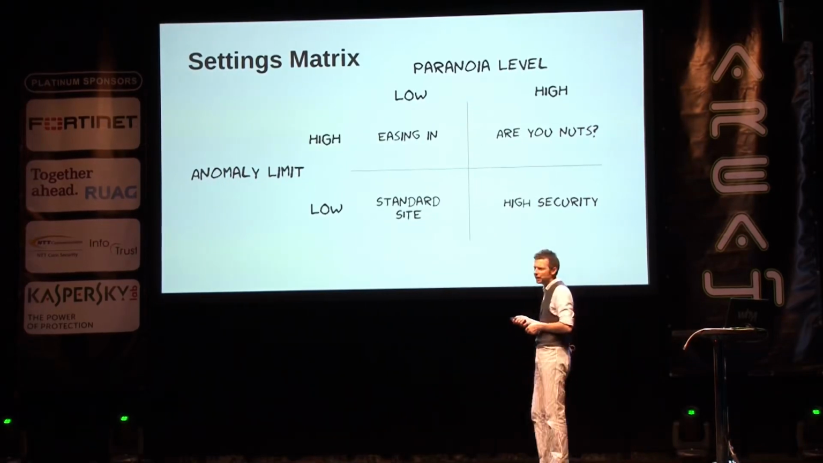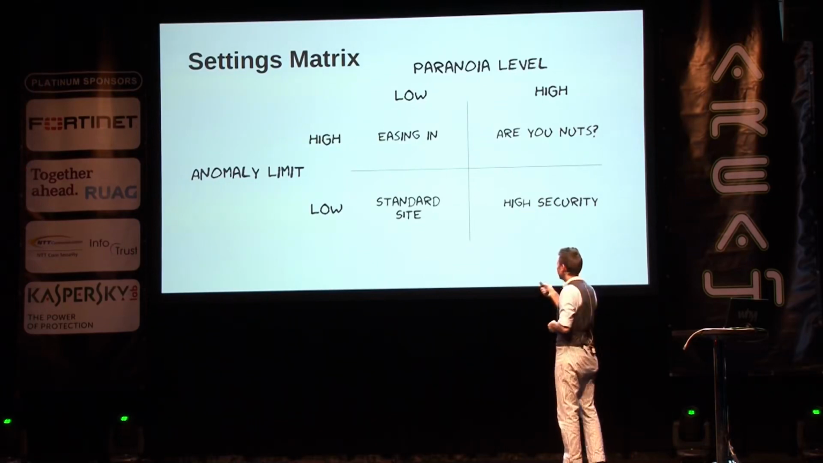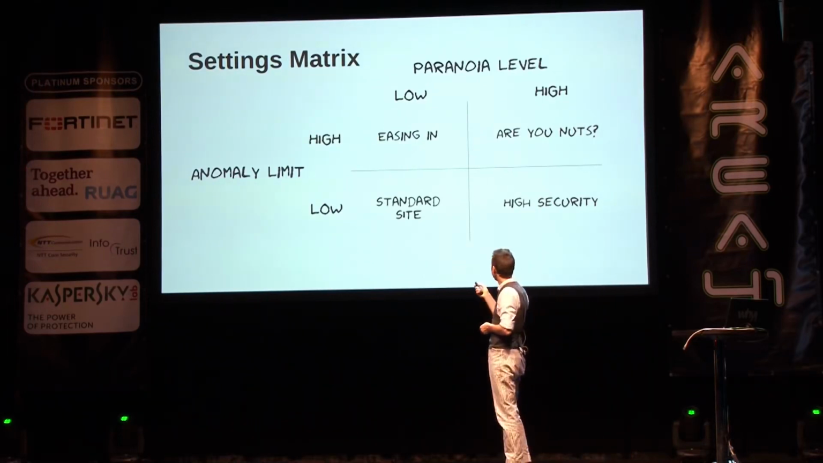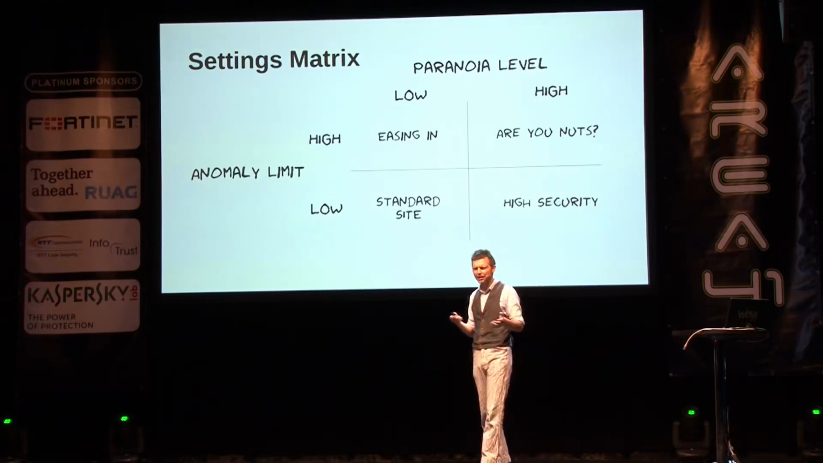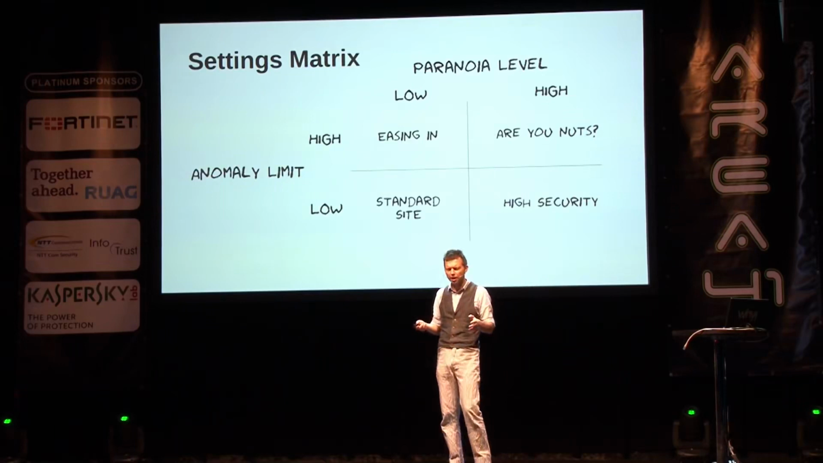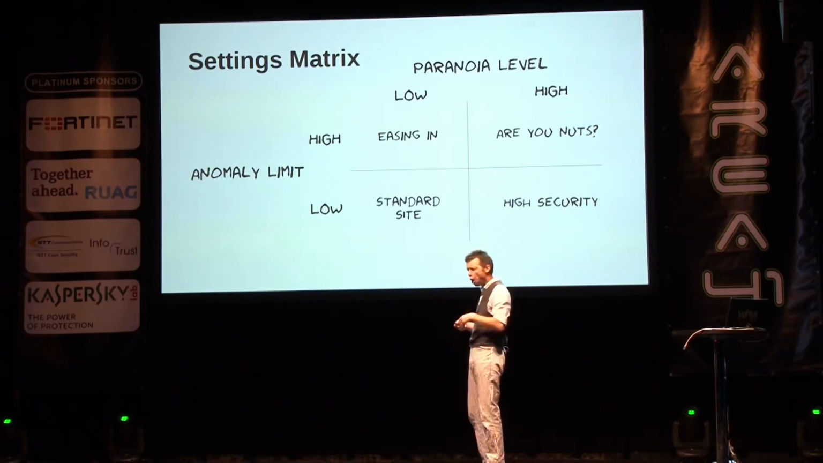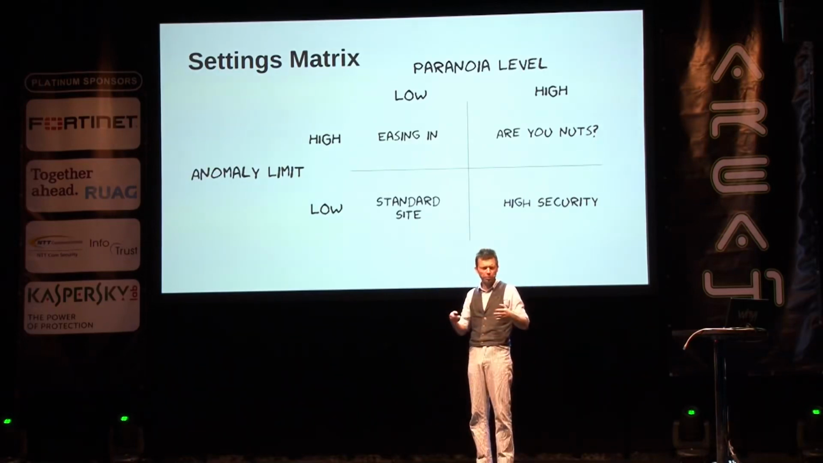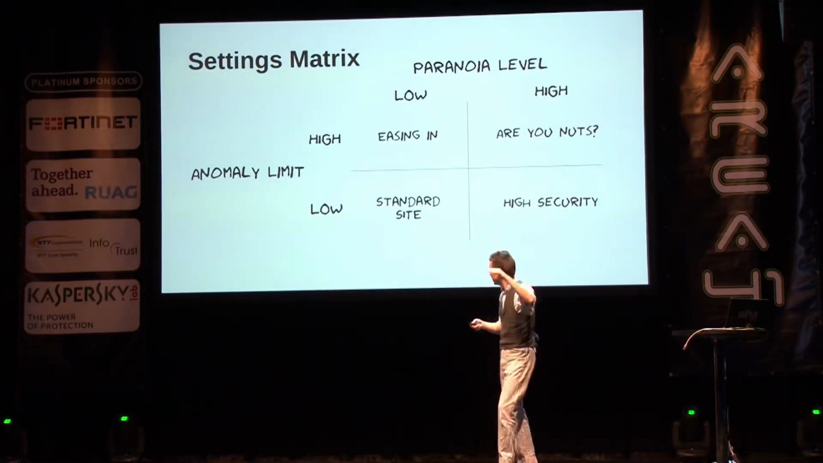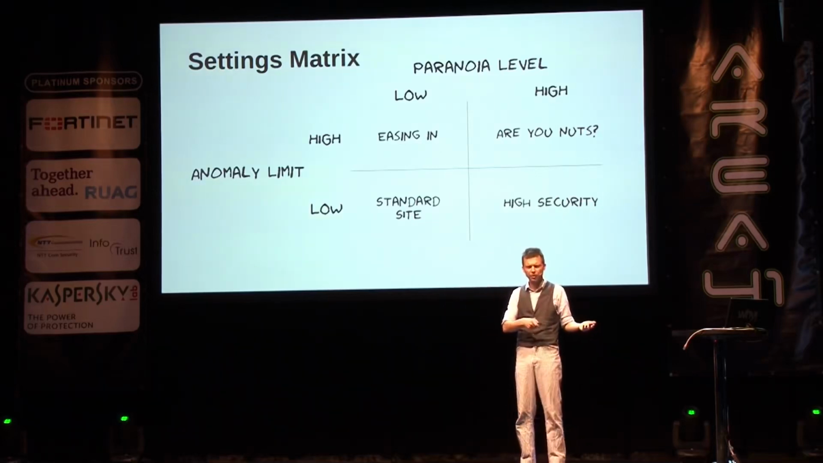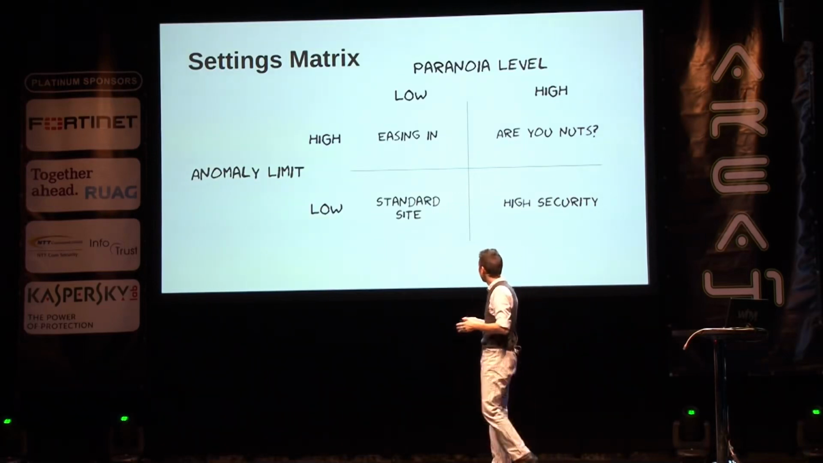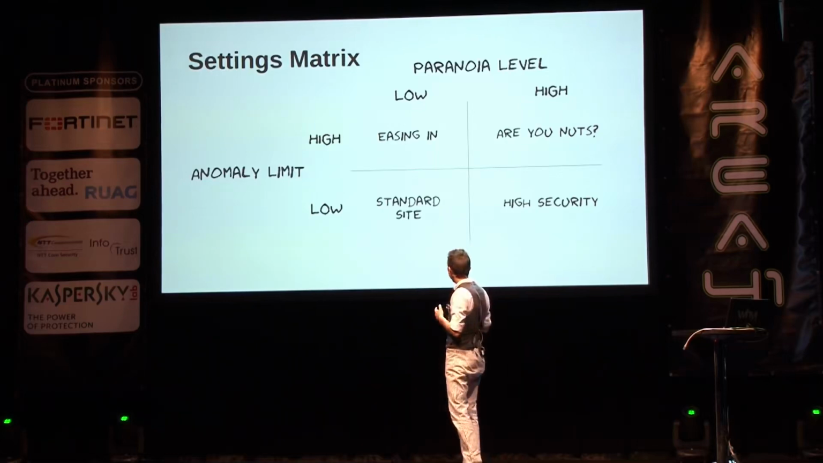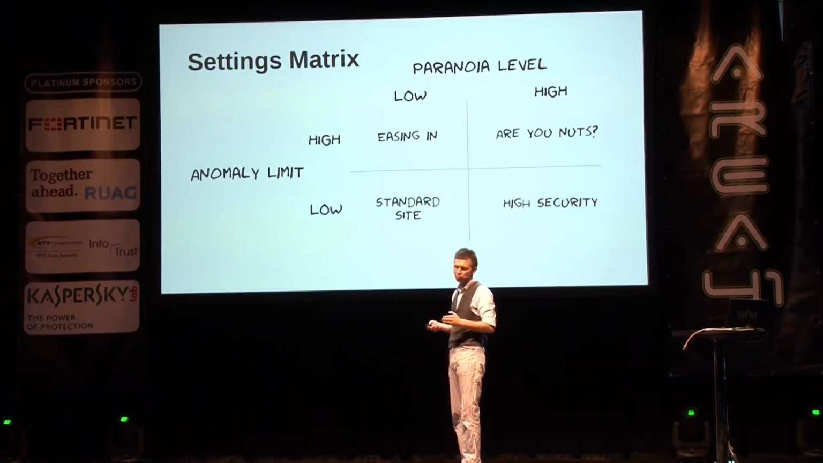What does not make any sense at all is to run the anomaly limit high with a high paranoia level. This would be a combination of the bad things from the two worlds. So you would have no protection at all because it's a very high limit, and all the false positives which you can have. That's crazy. Don't do that. You either do a low paranoia level, or if you do a high paranoia level, you will want to run this with a low anomaly limit.